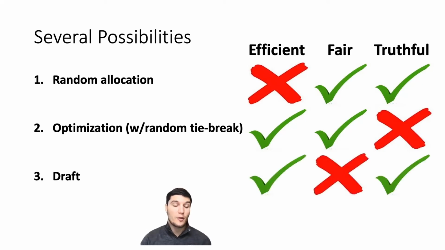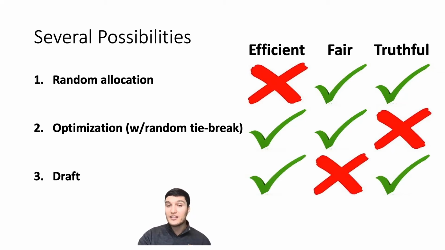Okay, a third approach we could take is maybe a draft. This is probably pretty familiar to you, right? So I'm going to line agents up, and starting with the first agent, ask them to choose their favorite fruit, and then have the second agent choose their favorite fruit from the remaining items, and so on down the line. It turns out this is going to be both efficient and truthful. No one's ever going to be able to benefit from lying, but it's not very fair, right? Because the first agent gets whatever they want.